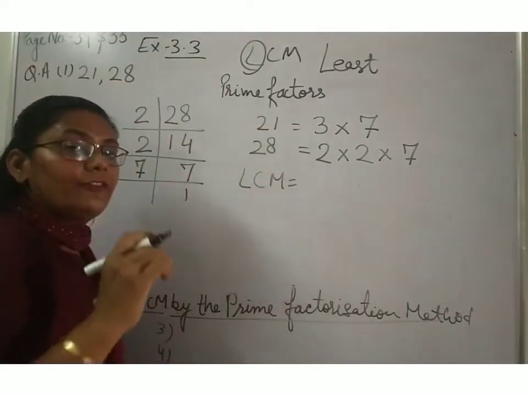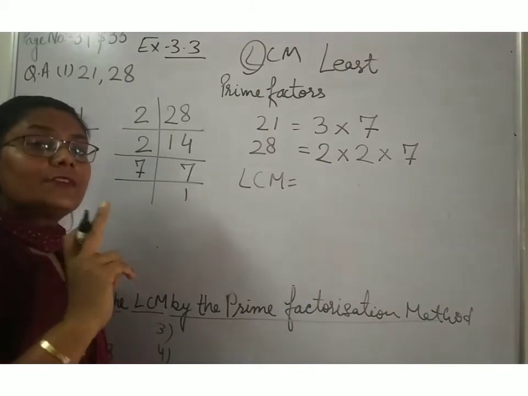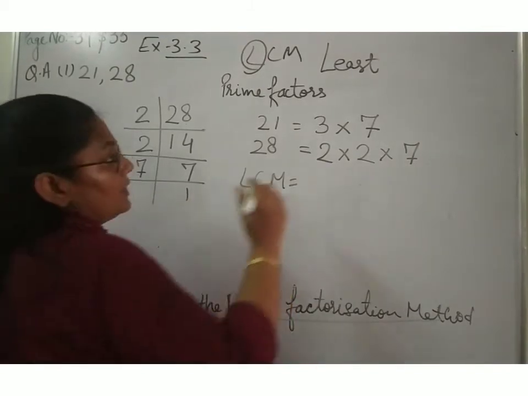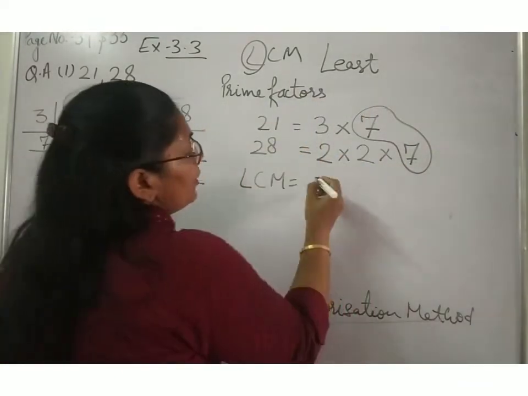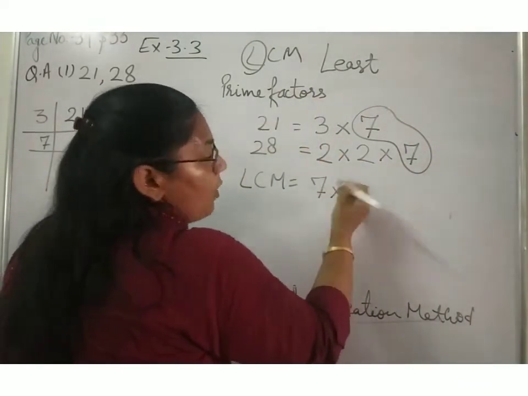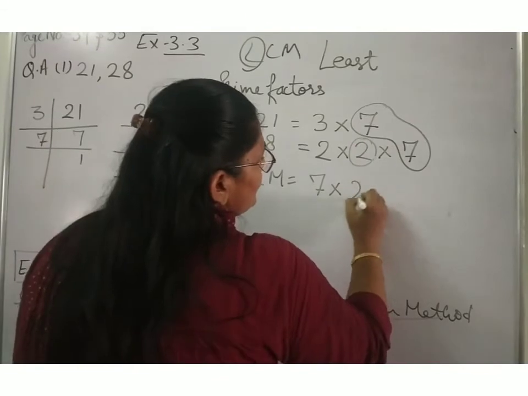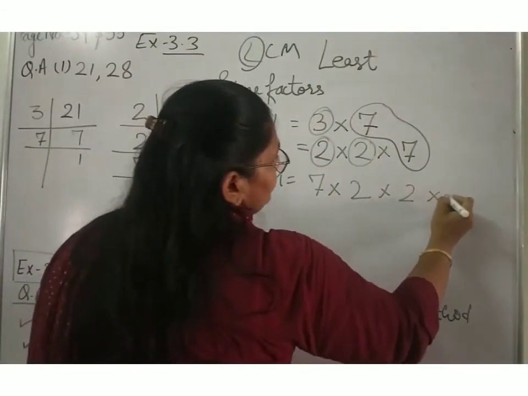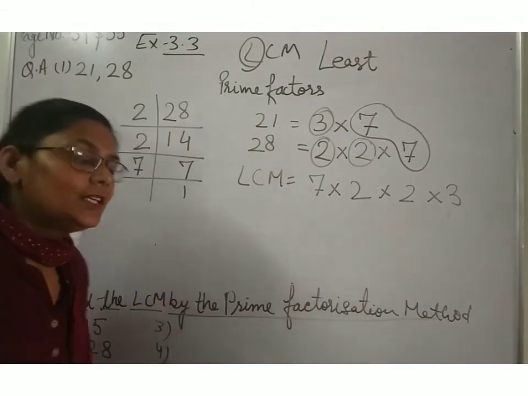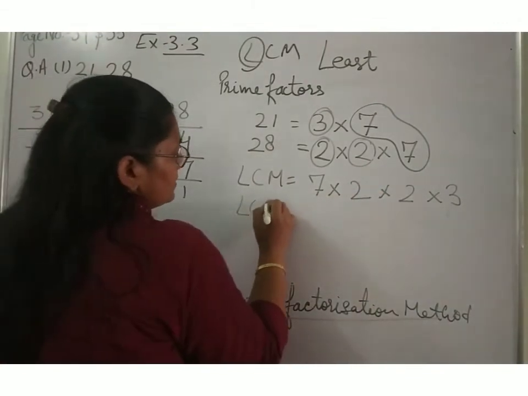Now here also we have to apply the same rule. First of all, I will encircle the numbers which are common in both the given numbers. That is 7. 7 is most common. Then 2 is least common. Then 3. Okay children. Now we will multiply this.